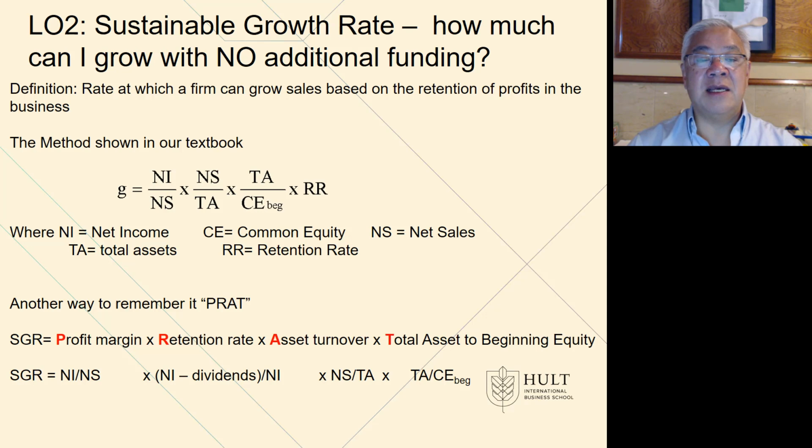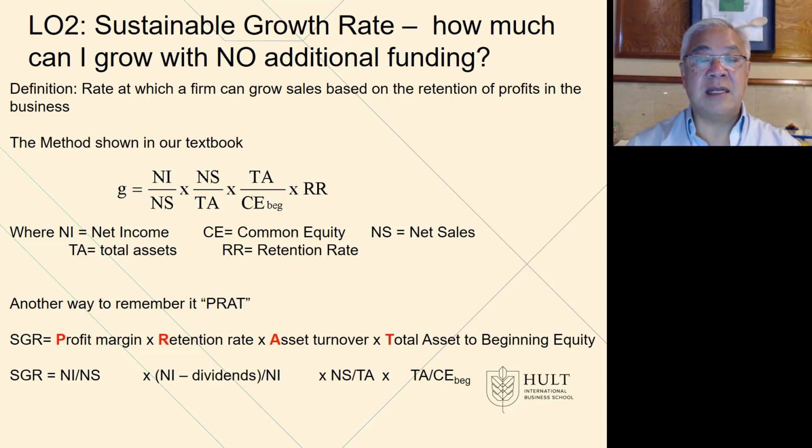What it means is you can grow faster, but you don't want to change any of your balance sheet relationships. And that means you're not increasing the risk by increasing leverage, and you're not changing any of the productivity of your company. But it's a good baseline to say, okay, if everything were status quo, what percent can I grow at? So the method we see in the textbook has the following formula.